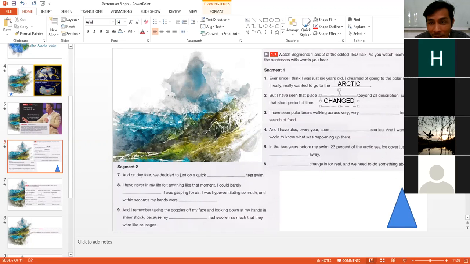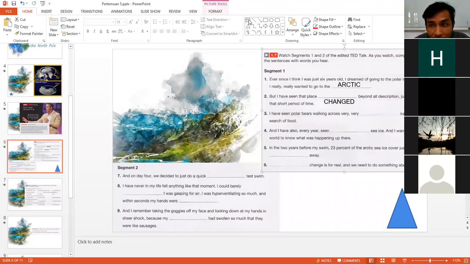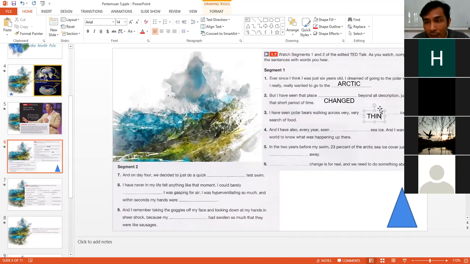I have seen polar bears walking across very... You got it? Number 3. Nice, sir. Kita dengar sekali lagi ya. I have seen that place change beyond all description just in that short period of time. I have seen polar bears walking across very, very thin ice in search of food. Very thin, sir. Yeah, thin ice. Thin, tipis. Thin ice. In search of food. Oh, it's dangerous, right? Okay. Number 4. Last. Yeah, less and less. Semakin dikit. Less and less sea ice.